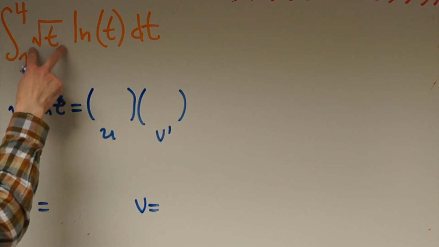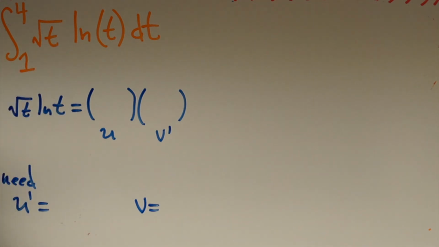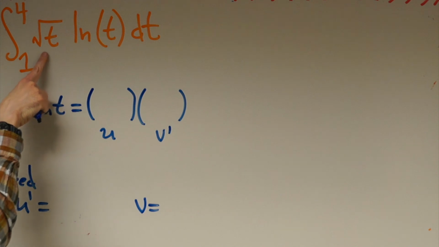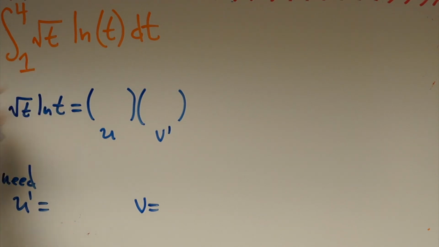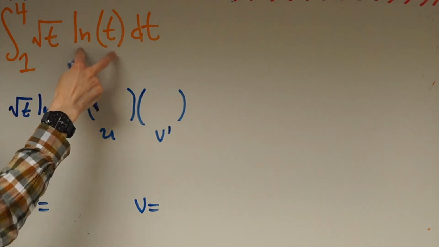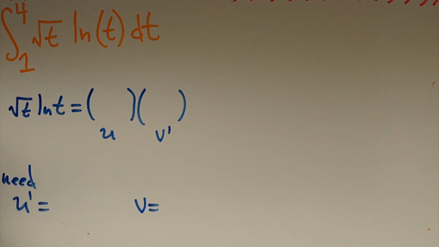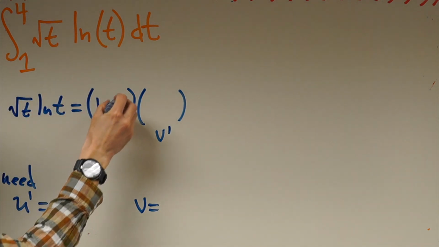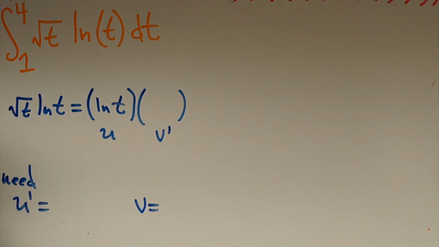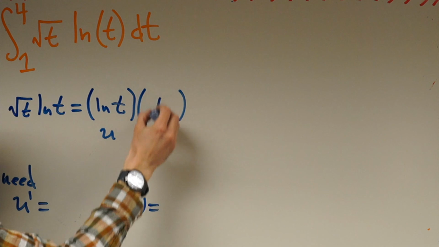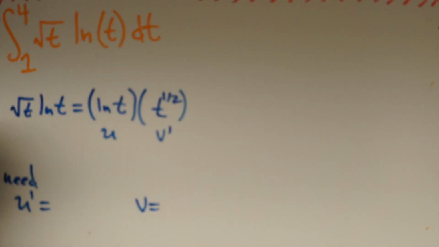So this root t, let's see, I could either differentiate that or I could anti-differentiate that. I know how to do both of those things. What about the natural log? I know how to differentiate that, but I'm not really sure how to anti-differentiate that. So I think I better stick the natural log in the u. And then this thing I'll dump into the v prime. So I'll call that t to the 1/2.